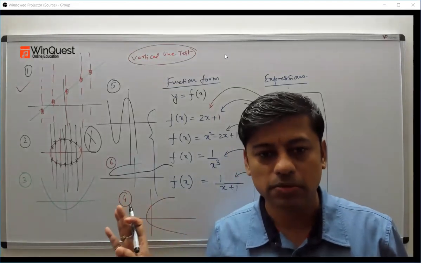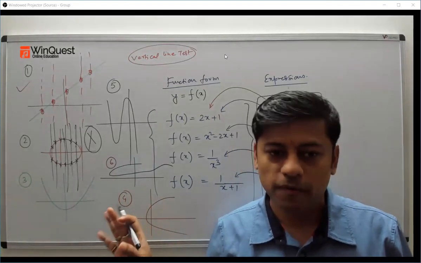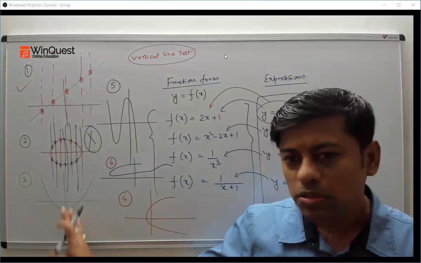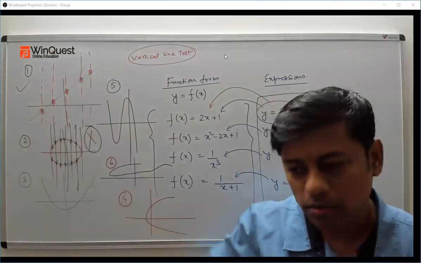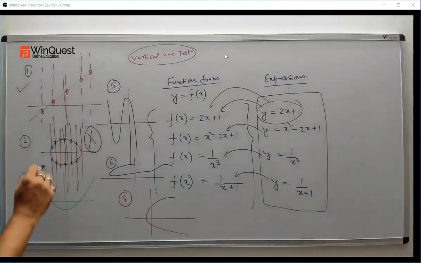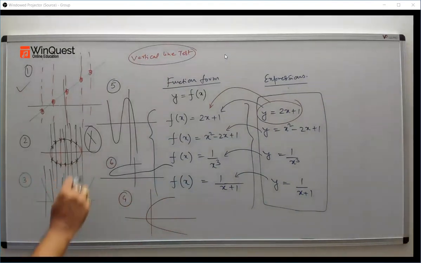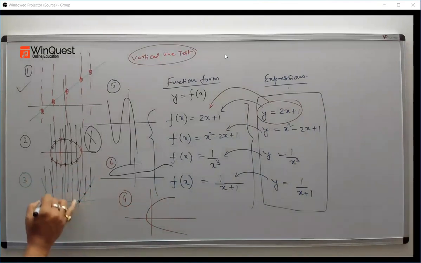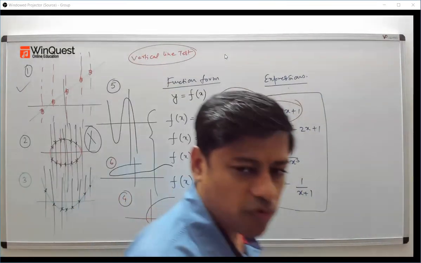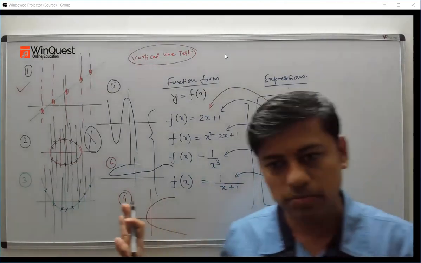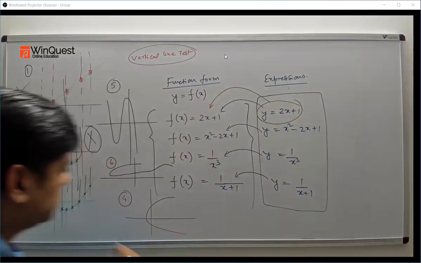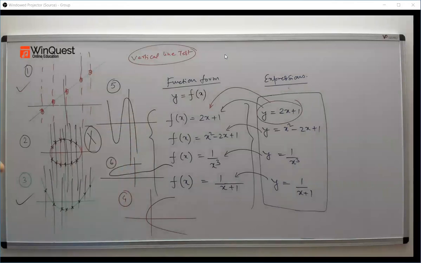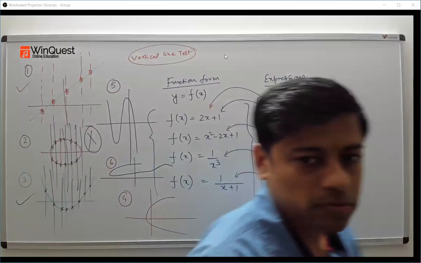Am I making sense? Yes. This parabola, if you see, all intersections are at one point. Does it qualify to be written in function form? Yes. Okay. Correct. What about this number 5? Yes.